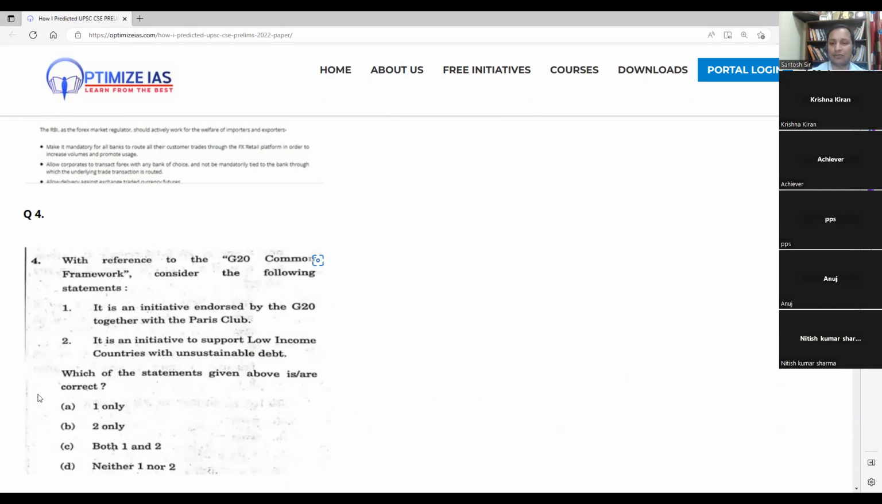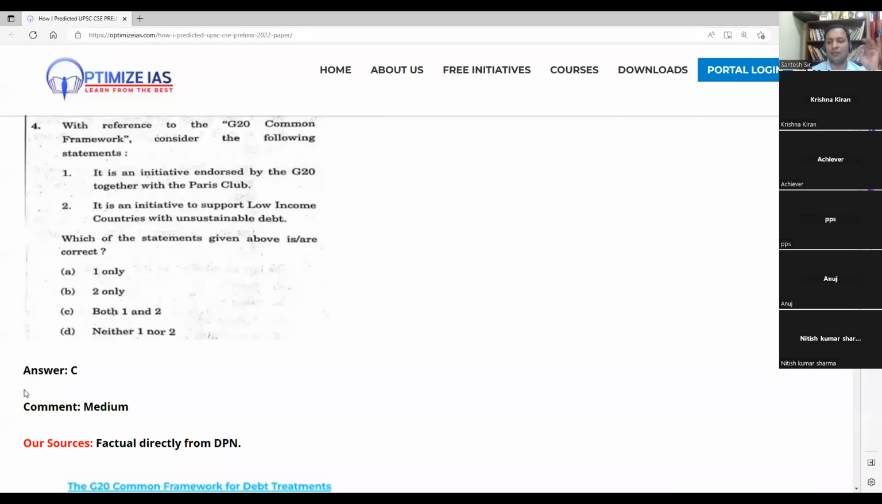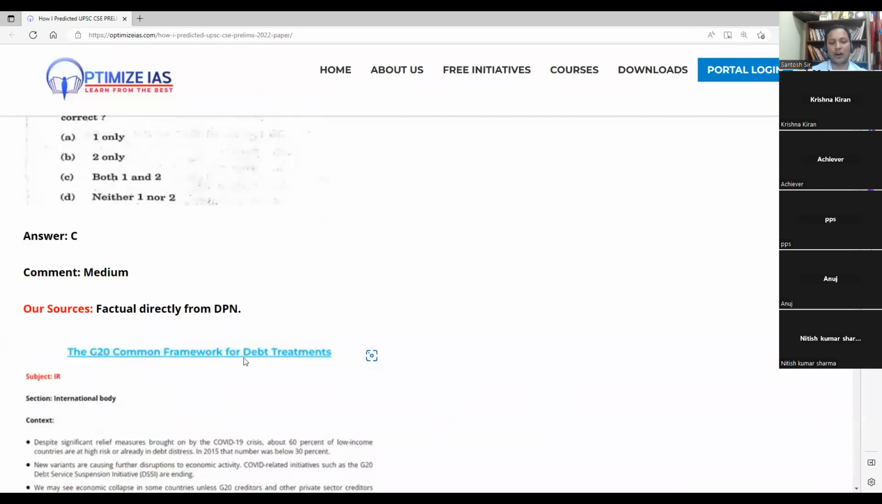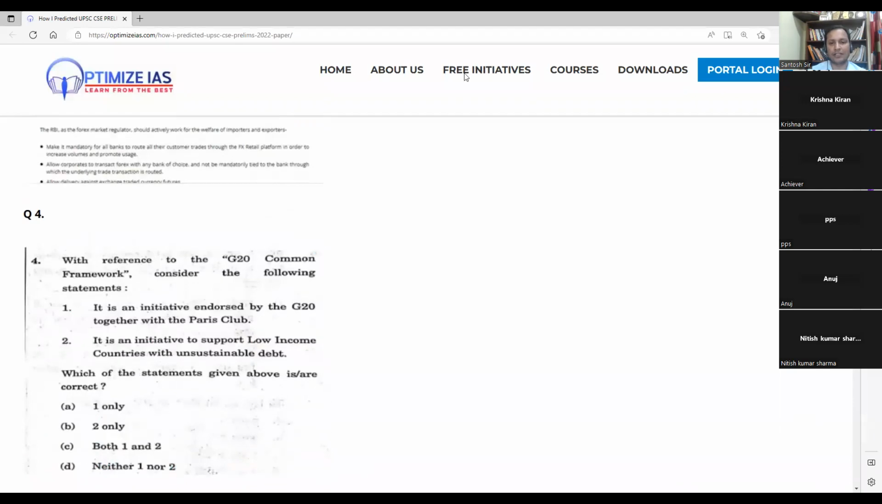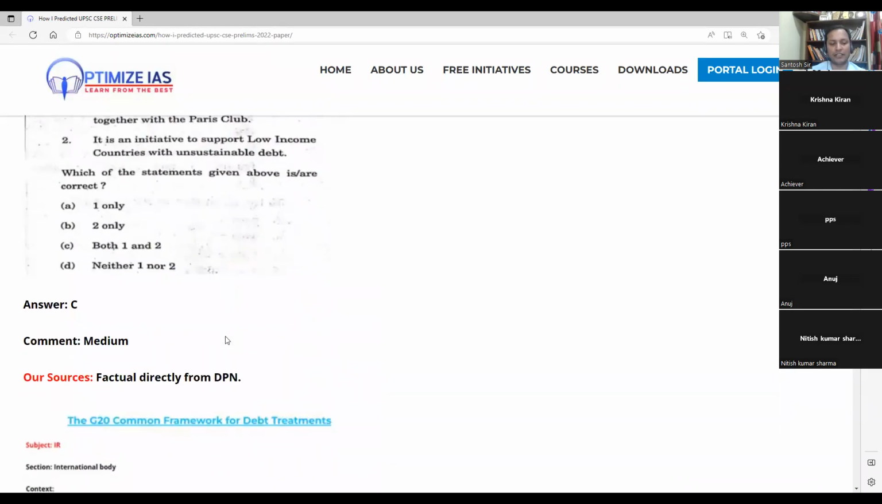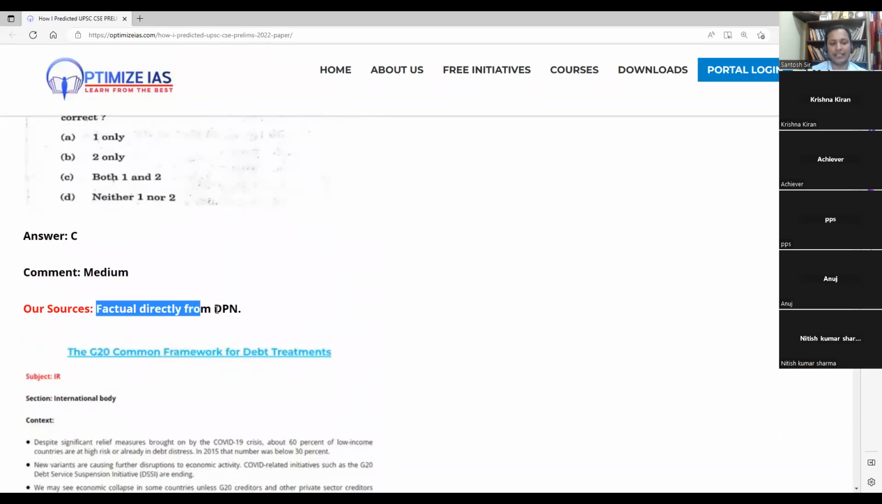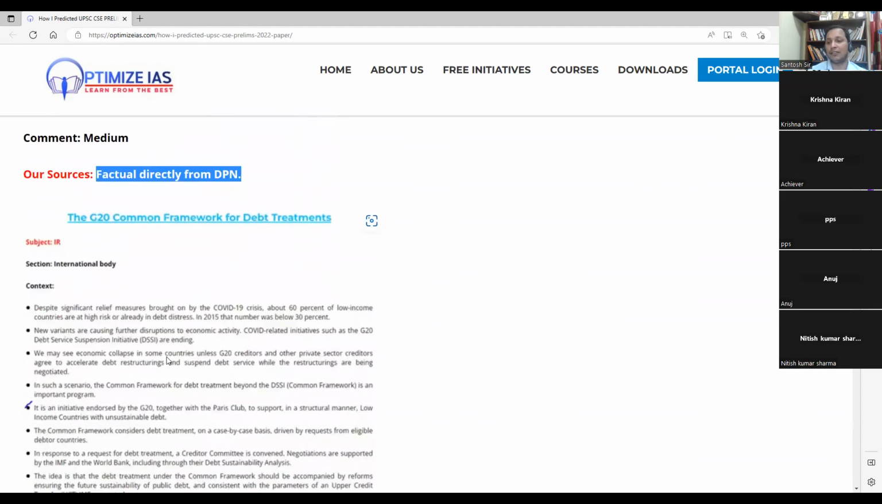Now let us go to the G20 common framework for debt. Exactly word to word you see here. You can see here, G20 common framework, factually directly from the current affairs.